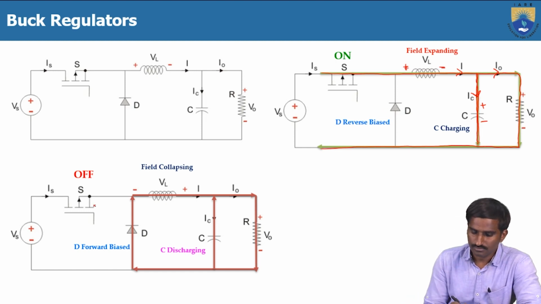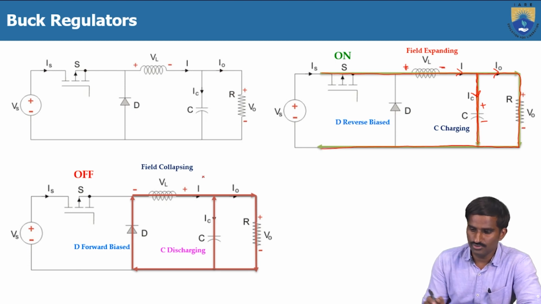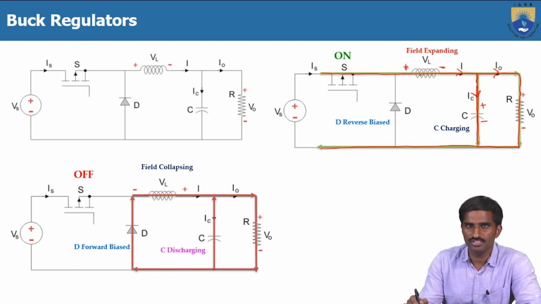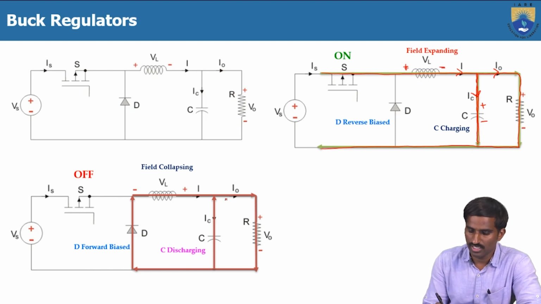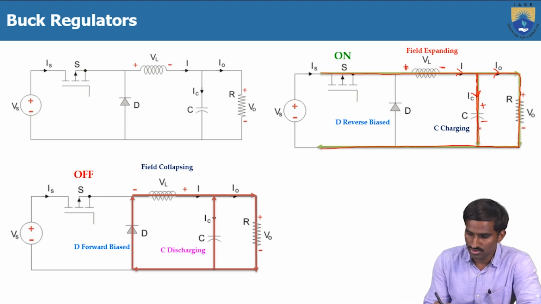Then, when the switch is turned off, during this time the inductor will act as a source. During turn on time the inductor stores the energy, and whatever energy is stored in the inductor will now dissipate again through this load. During the time when the switch is on, this capacitor also charged. Now it discharges, which means it will discharge like this.